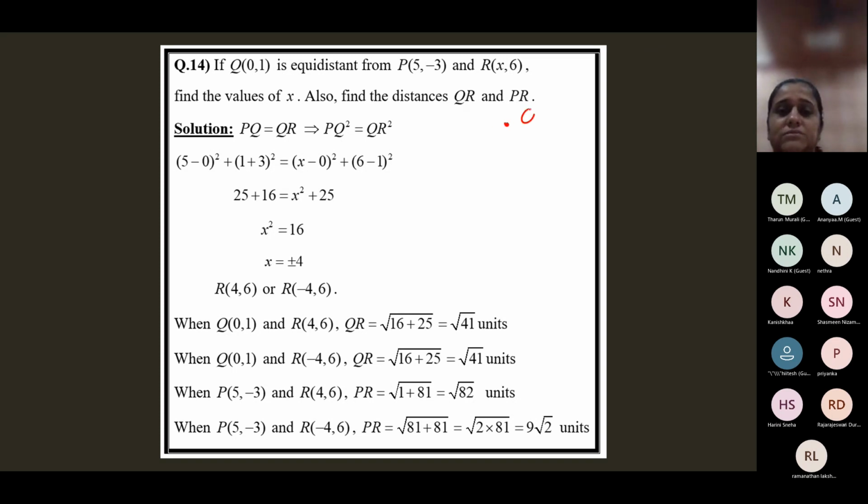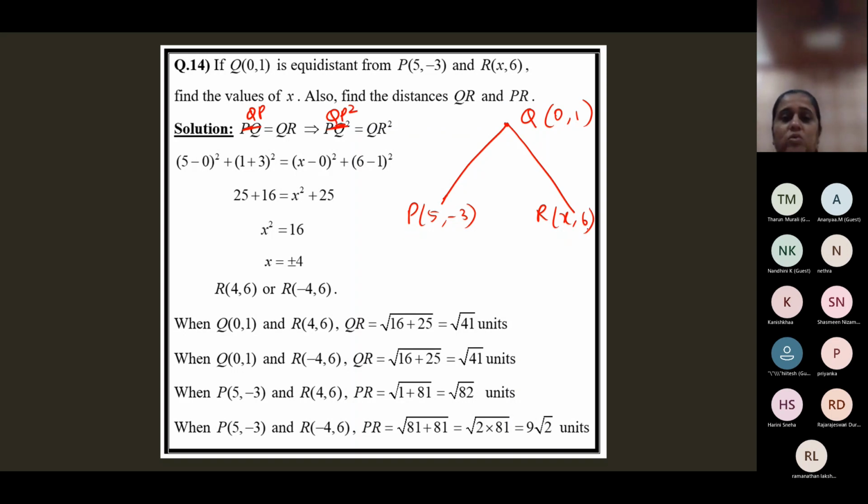You can take this figure. So QP is equal to QR, or QP square is equal to QR square. So you know how to write QP square. Subtract the X coordinates, subtract the Y coordinates, whole square.